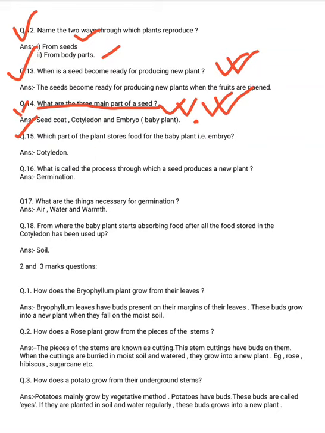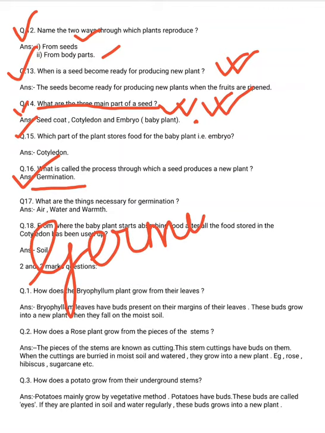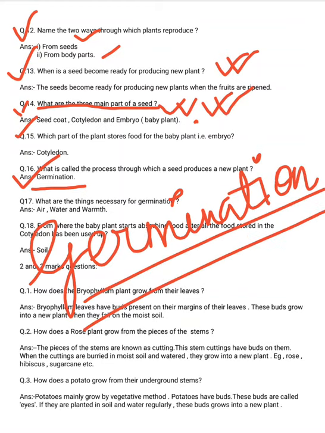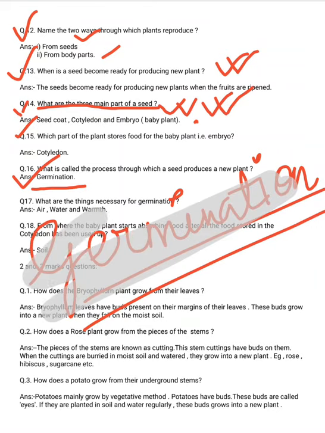Next, question number 16: what is the process called through which a seed produces a new plant? This is germination. You all know about this. The process where a seed produces a new plant is called germination. Germination, spelling G-E-R-M-I-N-A-T-I-O-N. You have to learn the spellings of these difficult words.